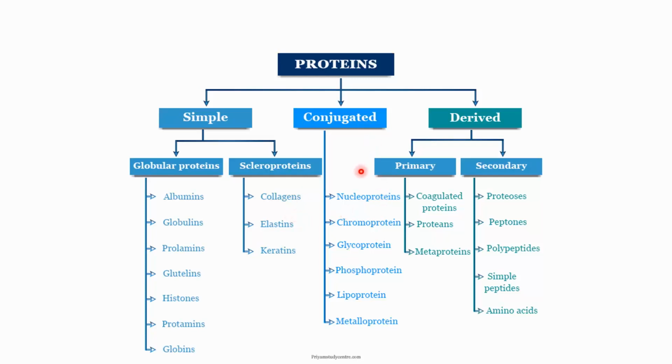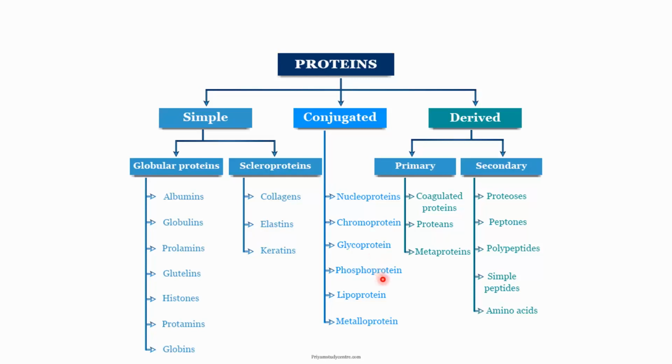The conjugated proteins include nucleoproteins, chromoproteins, glycoproteins, phosphoproteins, lipoproteins, and metalloproteins. They include a protein part that is made up of amino acids and a non-protein part, which is a non-amino acid part, also known as the prosthetic group. As I mentioned, nucleoproteins are a combination of proteins and nucleic acids. Chromoproteins are a combination of proteins and colored pigments. Glycoproteins are a combination of proteins and carbohydrates.